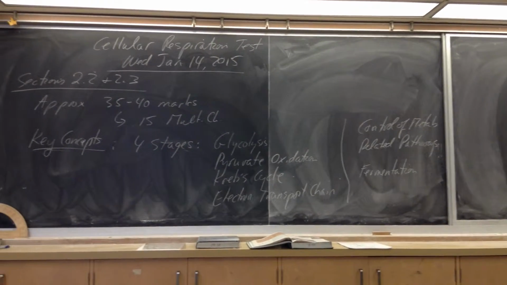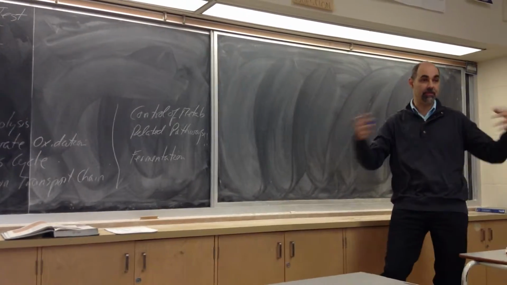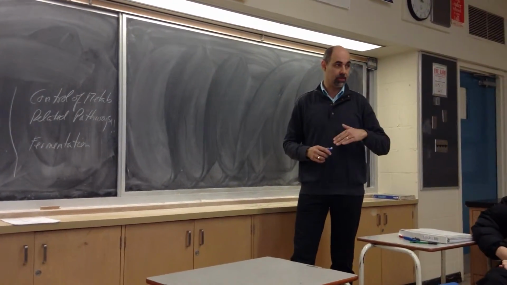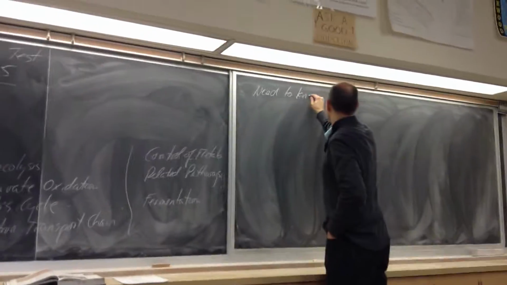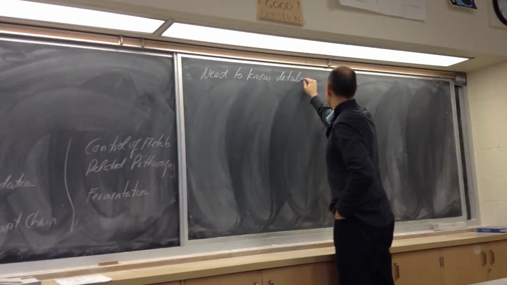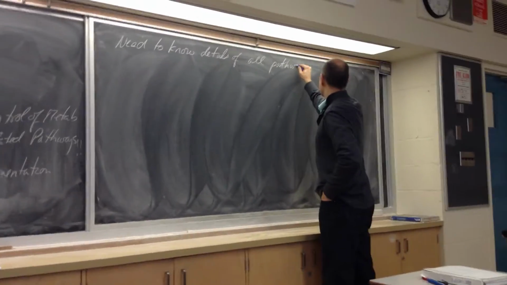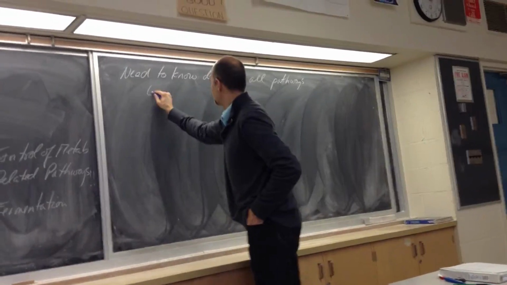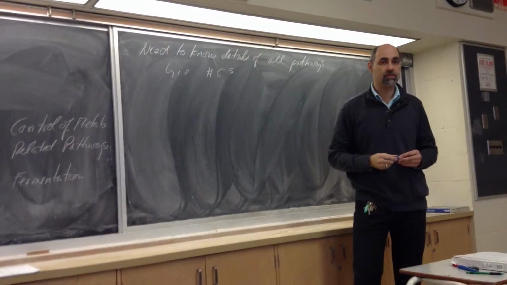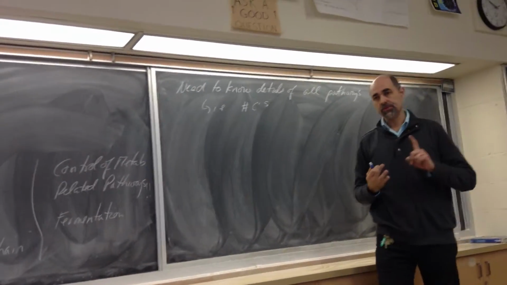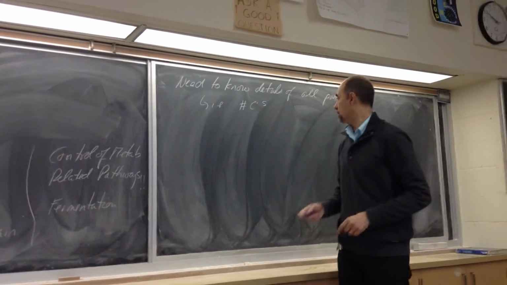Now, how do you look at this material? Okay. Important that you know, you do need to know, become familiar with, memorize if you want to use that word, the pathways. So you need to know the details of all pathways. And that means make sure you know the number of carbons. That's the first way to control stuff. Number of carbons. If you're starting with glucose, that has 6 carbons. You end up with 2 pyruvates. Each one has 3 carbons.